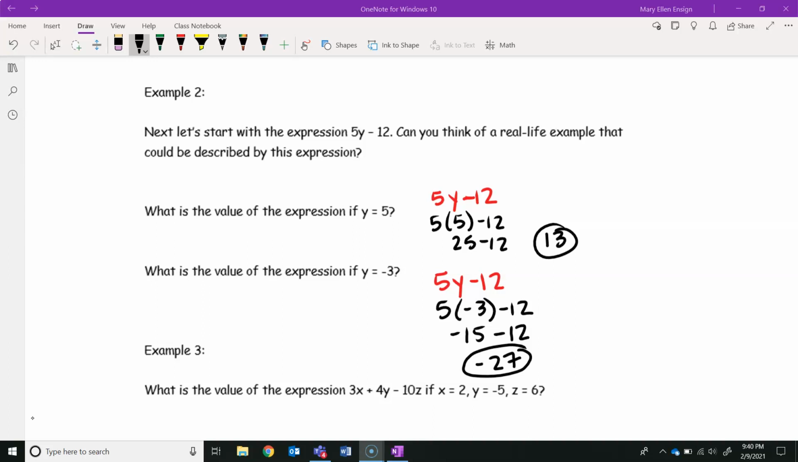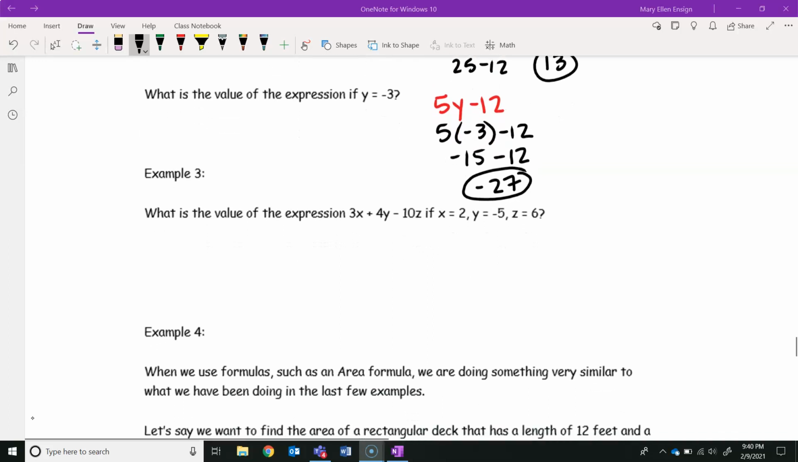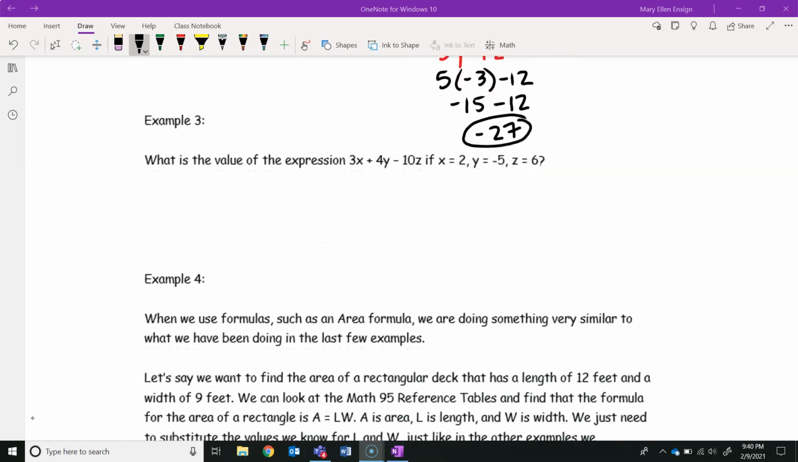When I have y equals negative 3, so again, 5y minus 12, I substitute negative 3 in for y. I get negative 15 minus 12, which is going to be negative 27. Okay, example 3, very similar. We just have 3 different variables now. Okay, so go ahead and try that one.